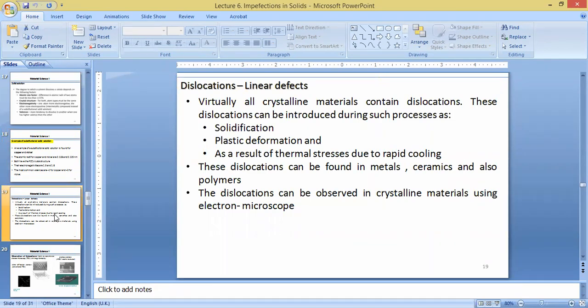Coming to dislocations or linear defects, virtually all crystalline materials contain dislocations. These dislocations can be introduced during solidification, during plastic deformation, and as a result of thermal stresses due to rapid cooling. So how does rapid cooling happen?